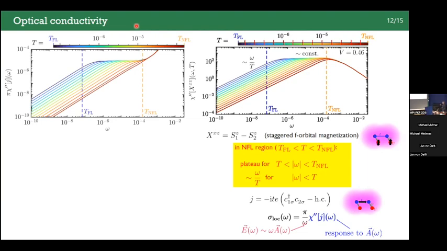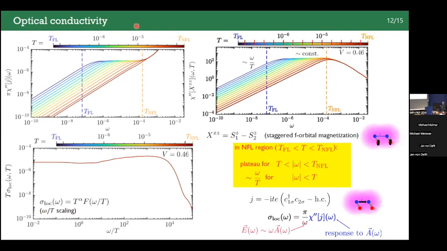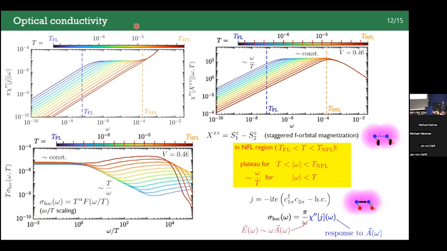Now if you manipulate it so that you multiply by temperature, and for the conductivity you have to divide by frequency, then this plateau, this drop here, becomes a flat line basically. So it's frequency independent until you reach the Fermi liquid scale. And if you now again go through the different temperatures, you get a plot that looks like this. So you get a constant at low frequencies, and then T over omega behavior for T times the optical conductivity.